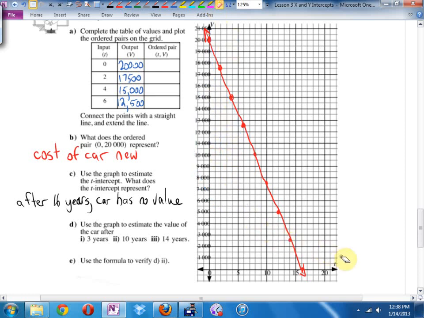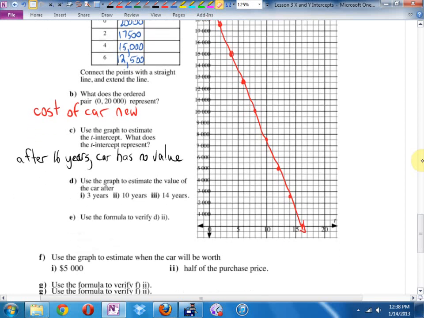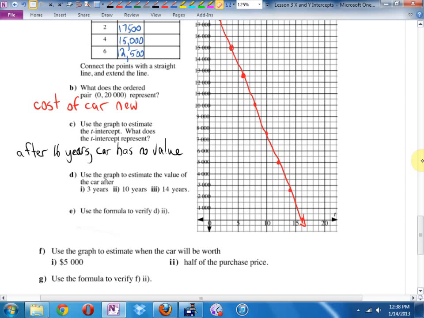Then, after about 25 or 40 or 50 years, it becomes a classic, and then it starts to go back up again, but not very steep. So yeah, this graph, we simplified it down. Did I say that we're going to deal with lines the most because they're the easiest ones to start out with? Okay. D says, use the graph to estimate the value of the car after 3 years.